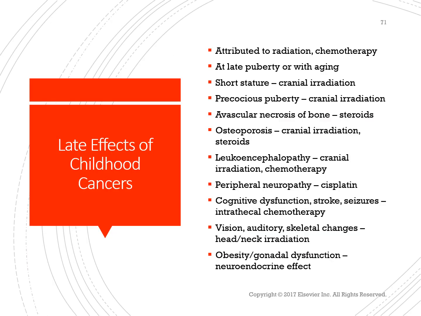The late effects of childhood cancers are going to be attributed to the radiation and chemotherapy and the effects that they have on the body. They will often have late puberty, or they'll see these effects in late puberty or with aging. They may have short stature if they've had cranial irradiation, precocious puberty, and avascular necrosis of the bone due to exposure to steroids. They may have osteoporosis, again due to the cranial irradiation or steroids.